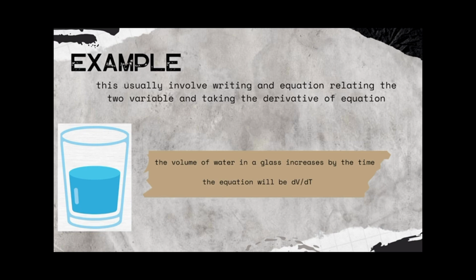So let's look at our example. Here we got a glass of water. The volume of water in a glass increases by the time, so the equation will be dV over dt. dV will be the change of the volume and dt will relate to the time that's changing.